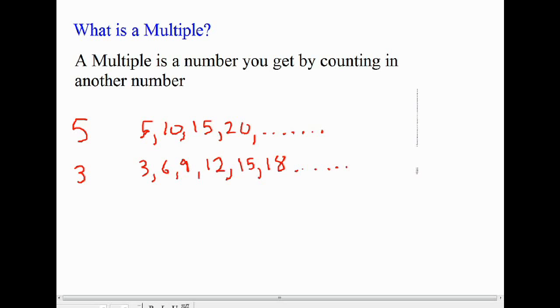When we're looking for the lowest common multiple, we're looking for the first number that appears on both lists. And as we can see here, the first number that appears on both lists is 15. So the lowest common multiple, or the LCM of 5 and 3, is 15.